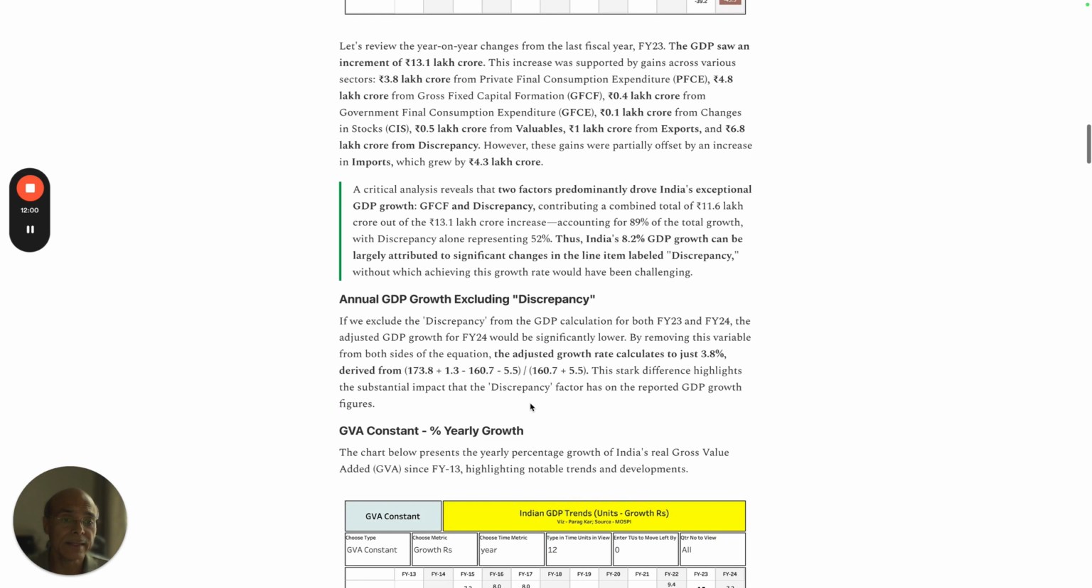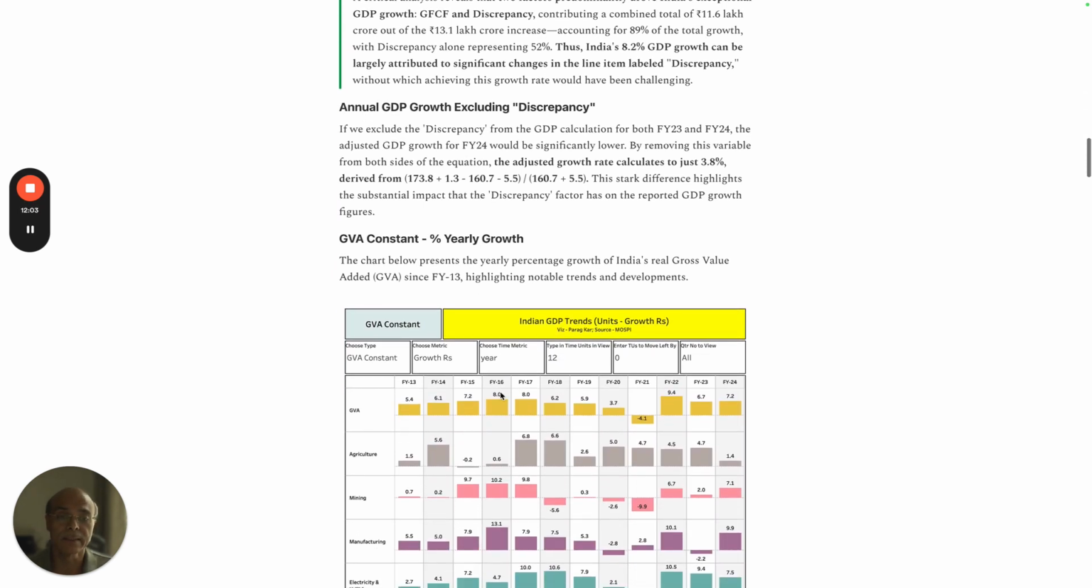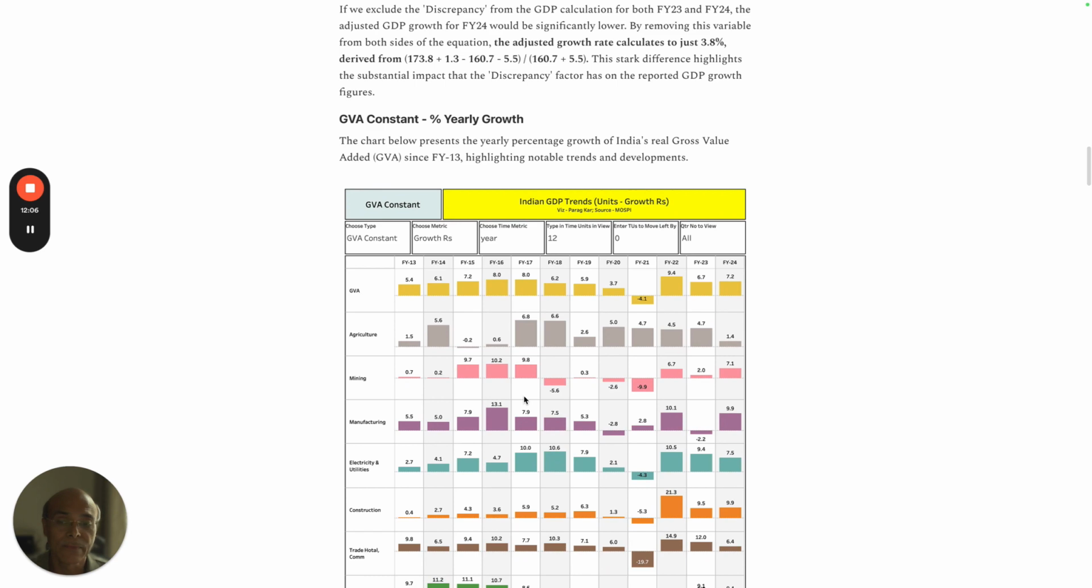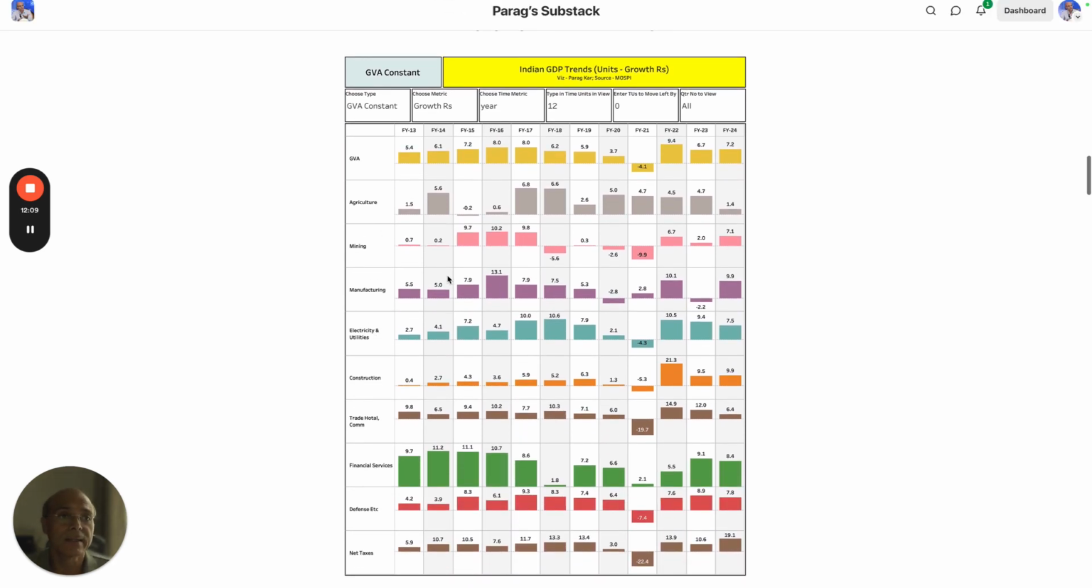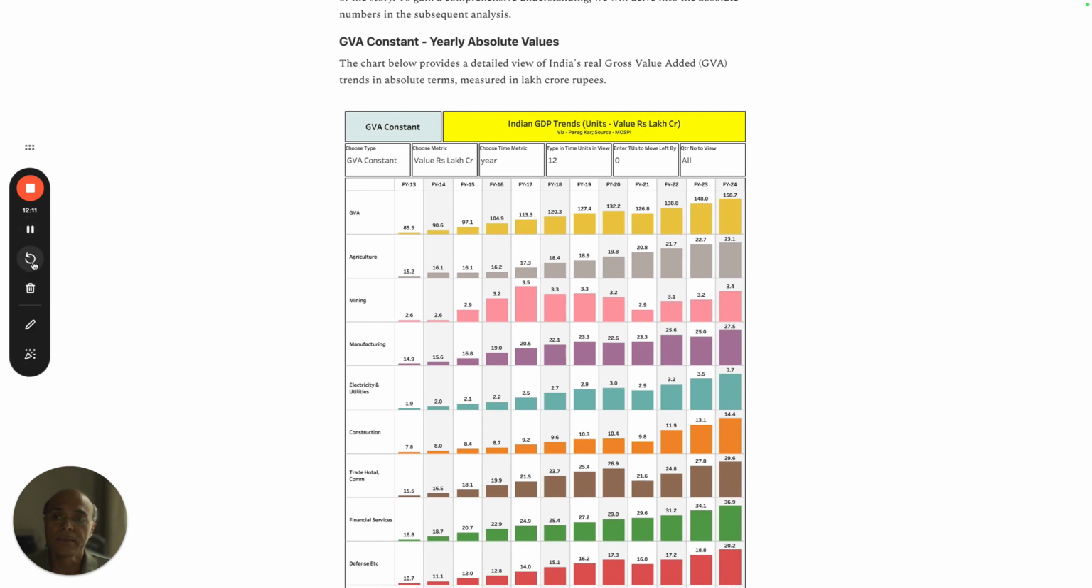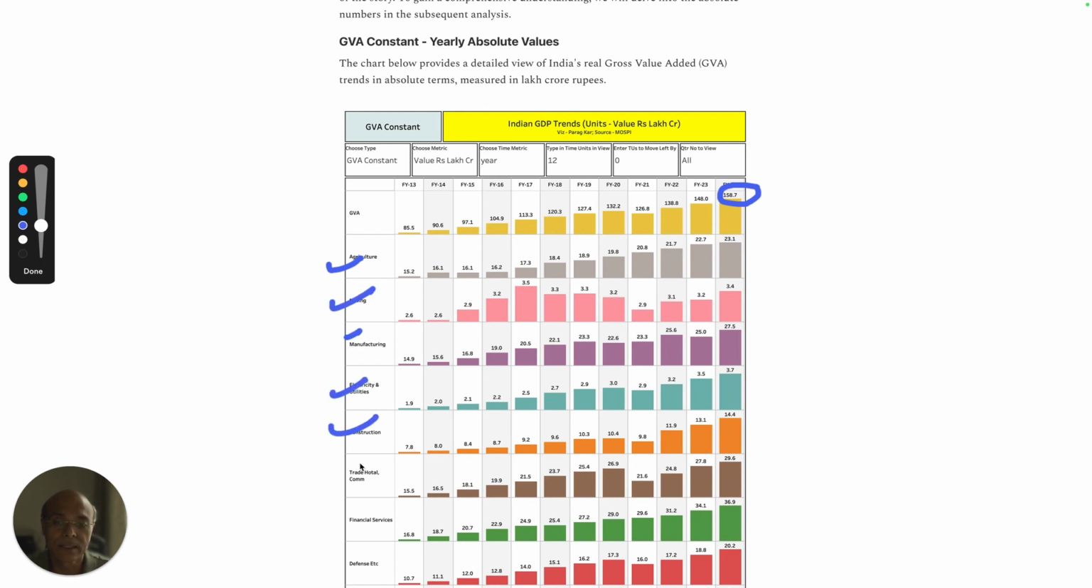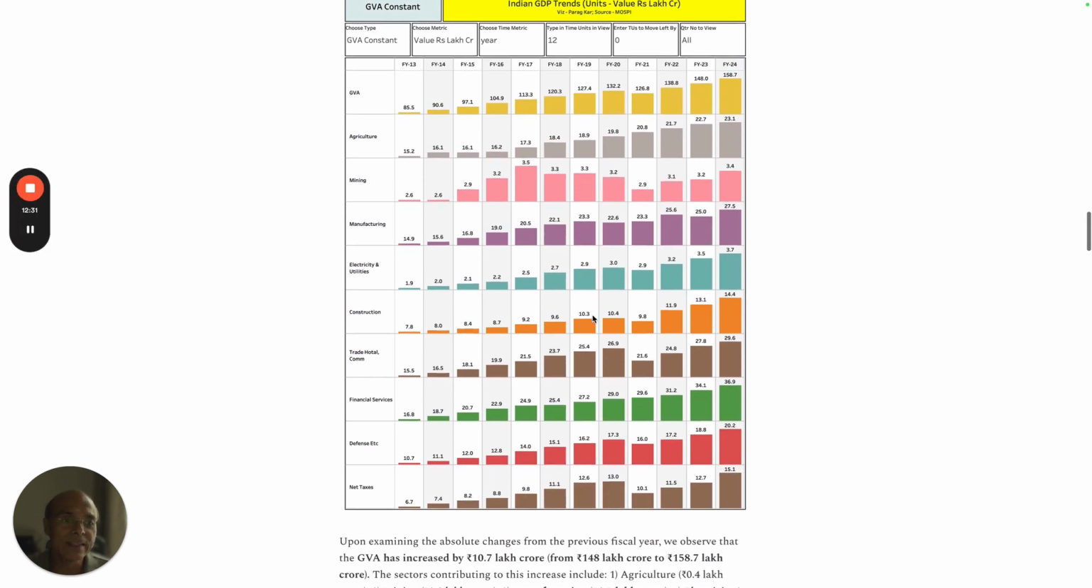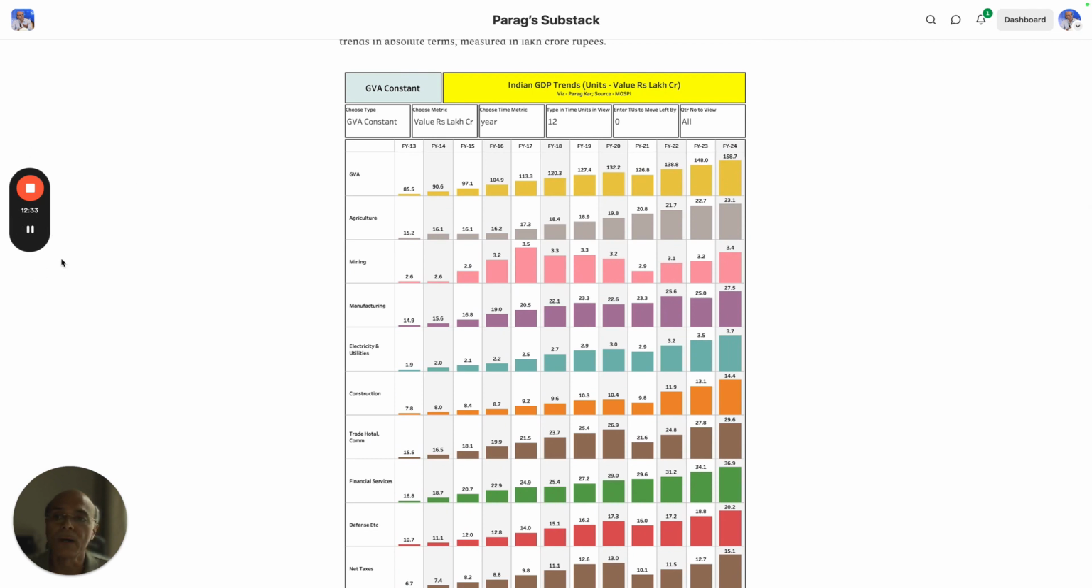Now let's look at the other aspect, the GVA constant, because this is basically the production GDP. Let me show you how it is calculated. The GVA number you have here, which is 158.7 lakh crores, is the production in agriculture, mining, manufacturing, electricity and utility, construction, trade, hotels and communication, financial services, and defense. So if you add all these dimensions, you get this number of 158.7 lakh crores, right?